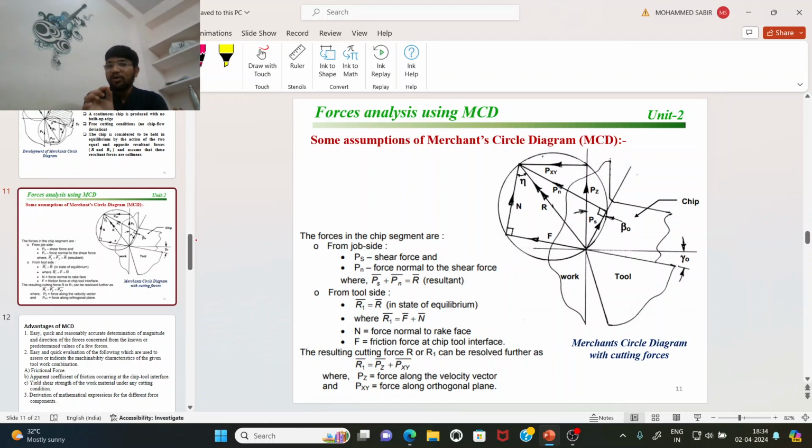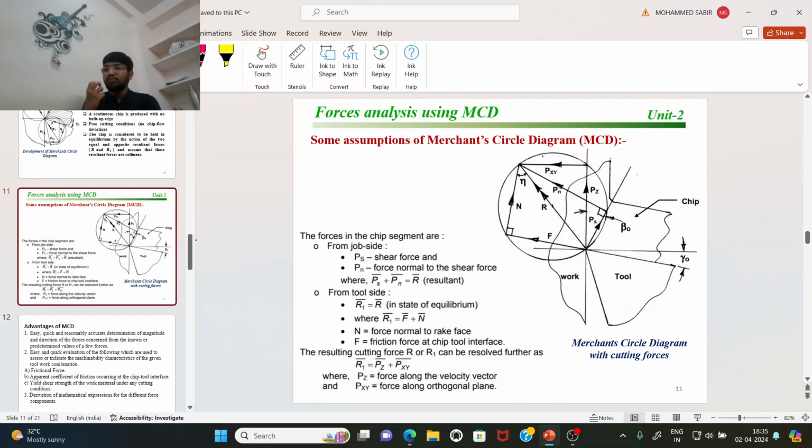This is an FBD of a chip, and this is an FBD of a tool. Pz and Pxy are applied on the tool, and friction and shearing action are applied on the chip. Keep that in your mind, otherwise there can be a big blunder. Now you can design this problem.